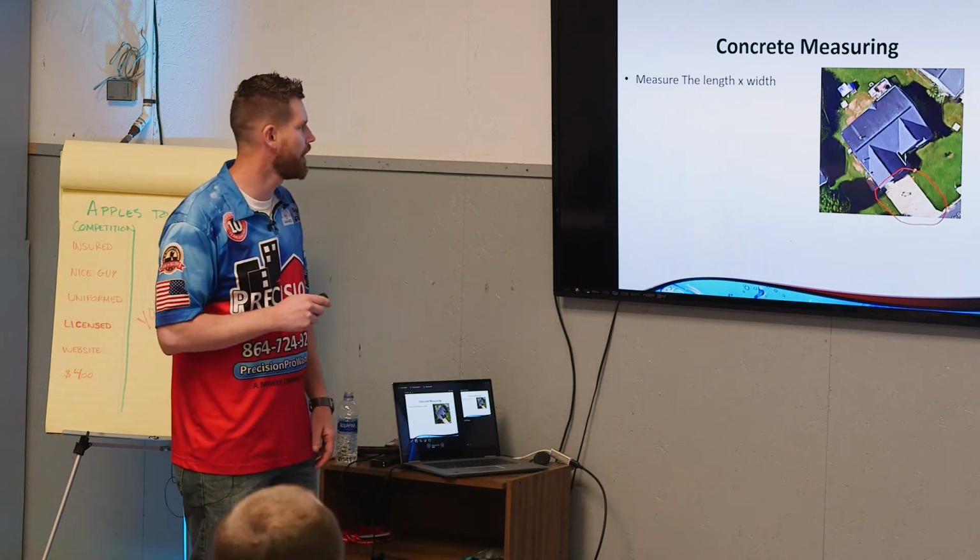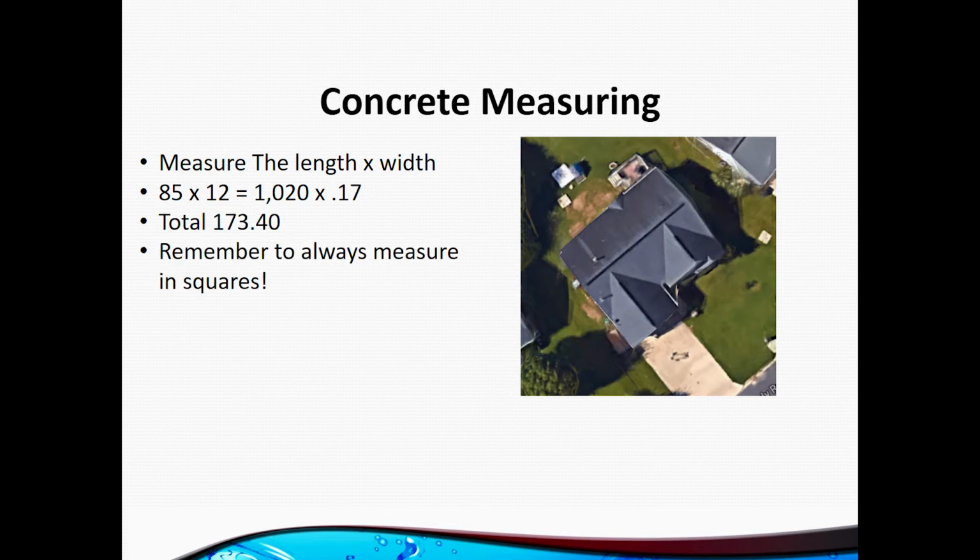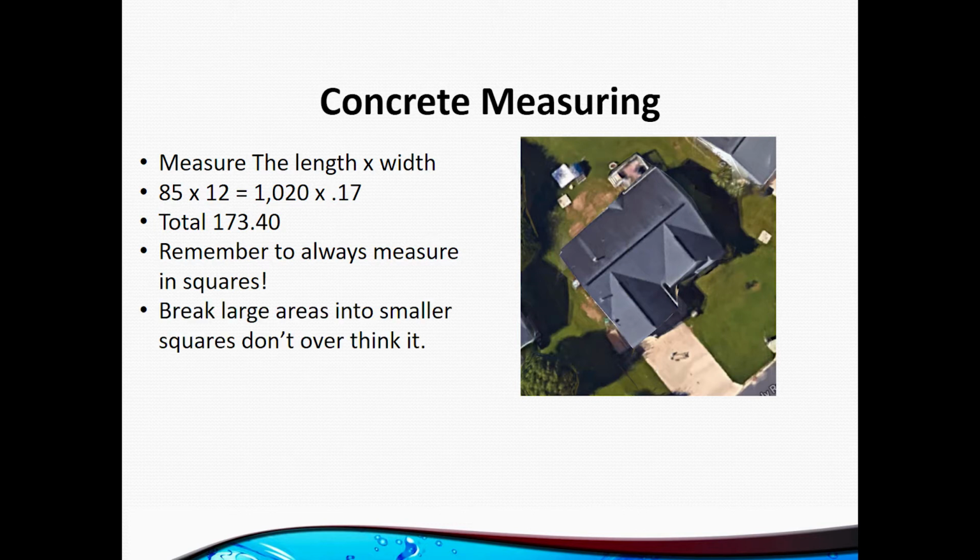So here's your driveway. Measure the length times the width. It was 85 by 12. We got 1,020 square foot at 17 cents for concrete, which came to $173.40. So remember to always measure in squares. Break large areas into smaller squares.